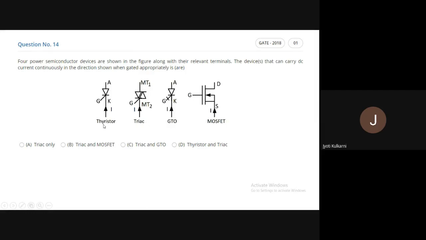So first is thyristor, second is triac, third is GTO and fourth is MOSFET. And they have given the combination: A option triac, B triac and MOSFET, C triac and GTO, and D thyristor and triac. So what is your guess?